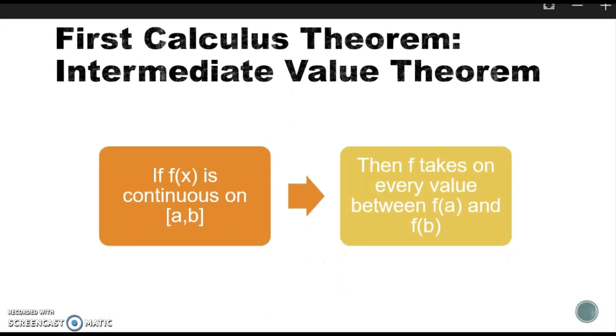Having the definition of continuity allows us to have our very first calculus theorem. This is called the intermediate value theorem, and it states, if f of x is continuous on a closed interval, then your function takes on every value between f of a and f of b. I really want to point out that in order to use this theorem, you have to make sure you have a continuous function. I'll give you a minute to think about it. Once you've thought about it, come back and we'll see a visual of this theorem.